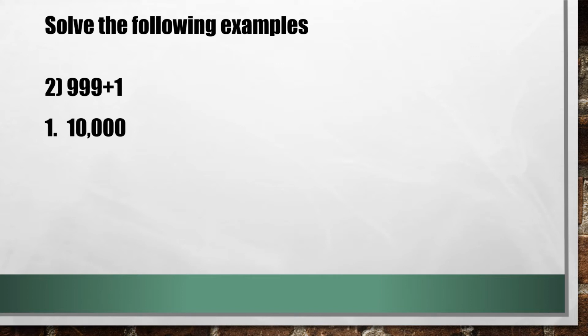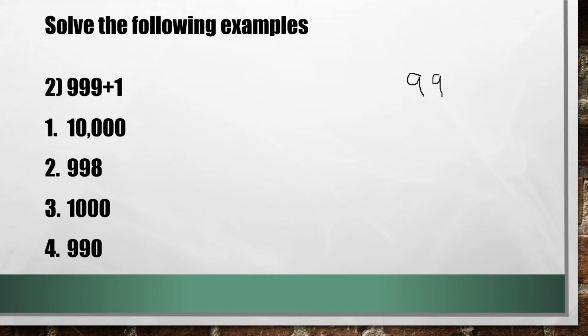Option number 1 is 10,000. Option number 2 is 998. Option number 3 is 1000. And option number 4 is 990. Okay, so if I add them, very simple, if I'm not writing hundreds, tens and units, just adding them, it is very simple. 999 plus 1.